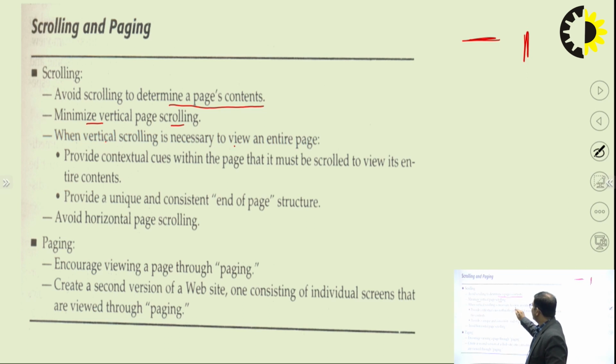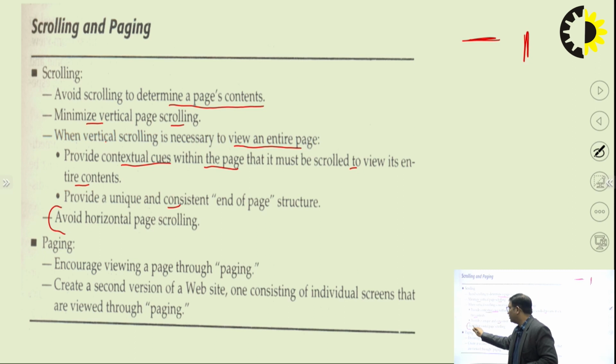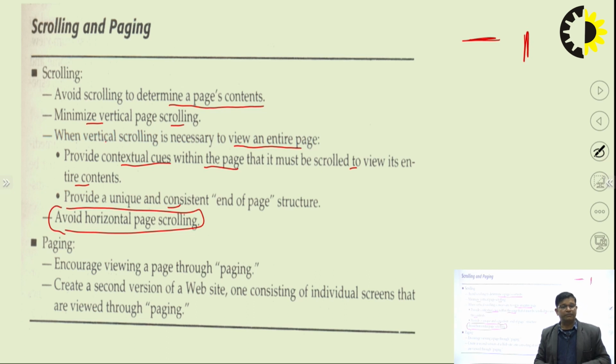When vertical scrolling is necessary to view an entire page, provide contextual cues within the page that it must be scrolled to view its entire content, and provide a unique and consistent end of page structure. But keep in mind that you should avoid horizontal page scrolling. Never use horizontal page scrolling. Paging: encourage viewing a page through the paging concept. Create a second version of a website, one consisting of individual screens that are viewed through paging.